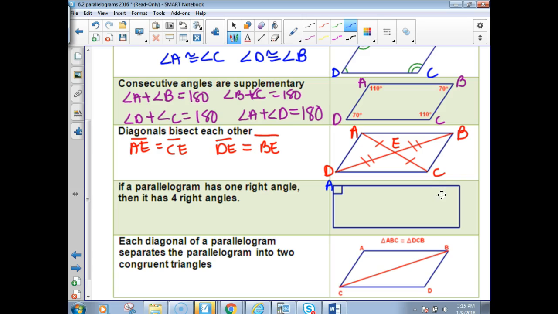Pulling. Good luck. Okay, if you have one right angle, then the rest are also right angles. So angle B is 90, angle D is 90, and angle C is 90.